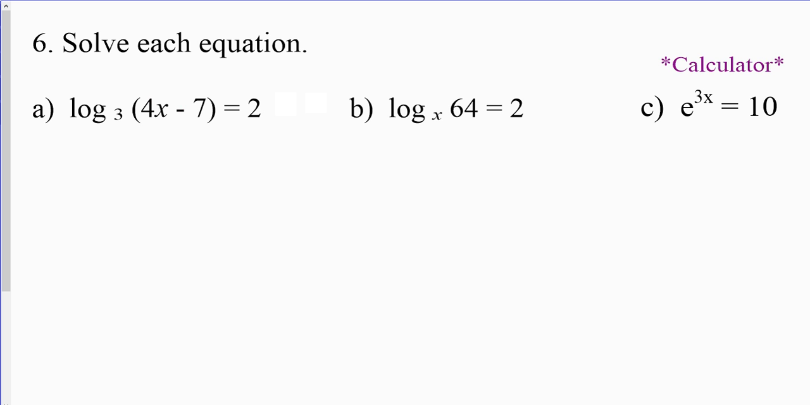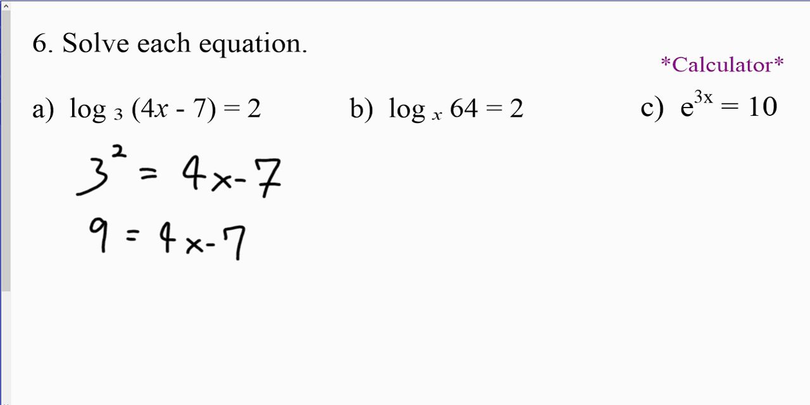All right, last slide here. So if we're using these to solve equations, a lot of times it's going to be useful to go ahead and go backwards here. So if I have log base 3 of 4x minus 7 equals 2. Using my definition of logs, I can say that this is saying that 3 squared is equal to 4x minus 7. Straight from my definition. Well, 3 squared is 9. That's equal to 4x minus 7. Add 7 to both sides, and I get 16 is equal to 4x. And I get x is equal to 4.